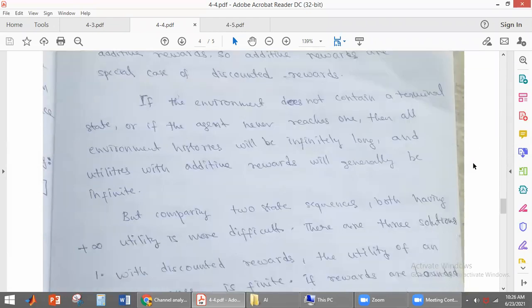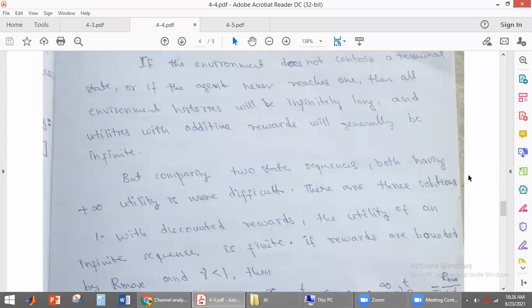Now, for example, if the agent does not contain a terminal state, that means the agent never reaches a terminal state. So the environment is infinite, the environment history will be infinite. And what is the utility of the environment history here? The utility will also be infinite.